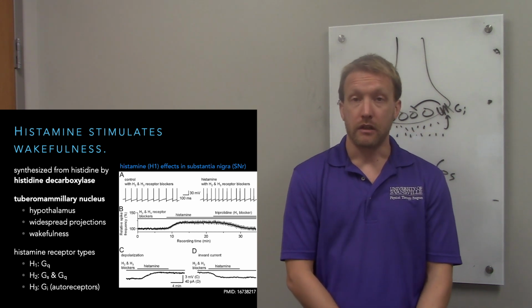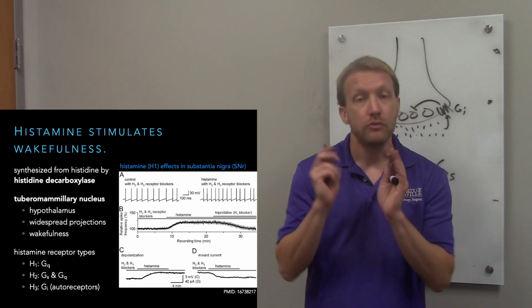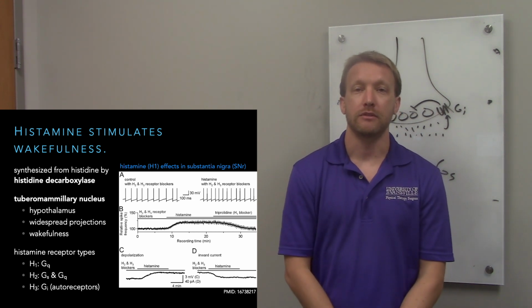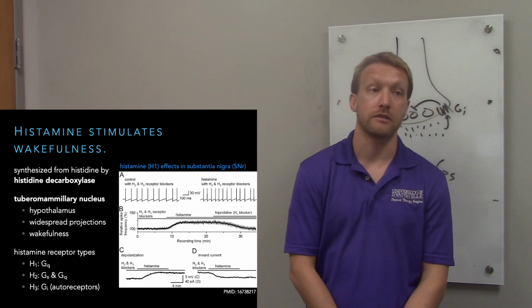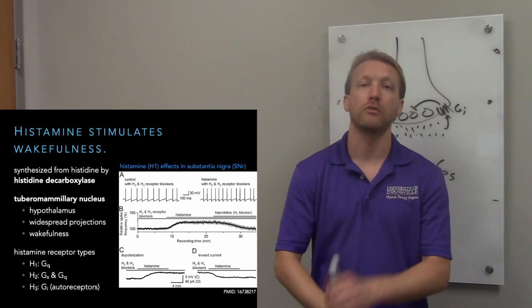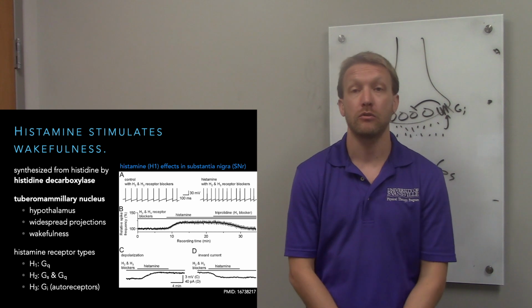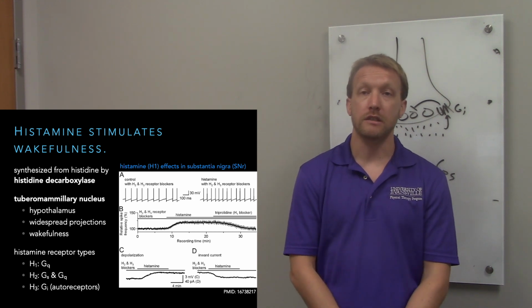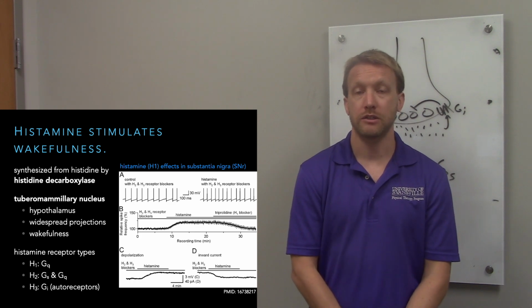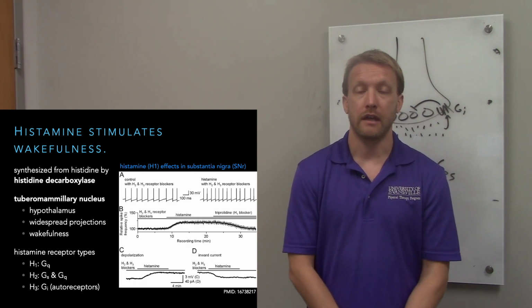Now, if I were to tell you that there are H1 GQ coupled histamine receptors, you should know that excites a neuron. If I tell you that there's H3 GI coupled histamine receptors, you should know that's going to inhibit the neuron. Now, if there's anything else you'd like to know about further, make sure you put it in the questions box so I can field that in class.